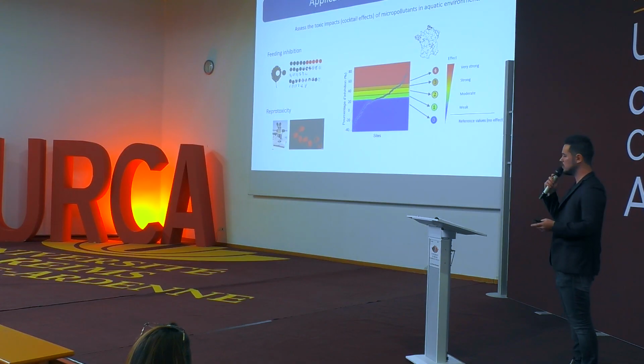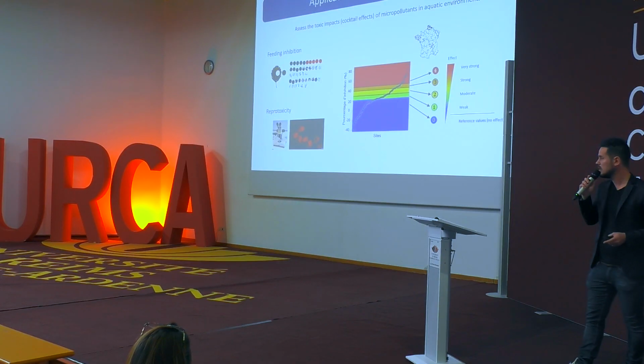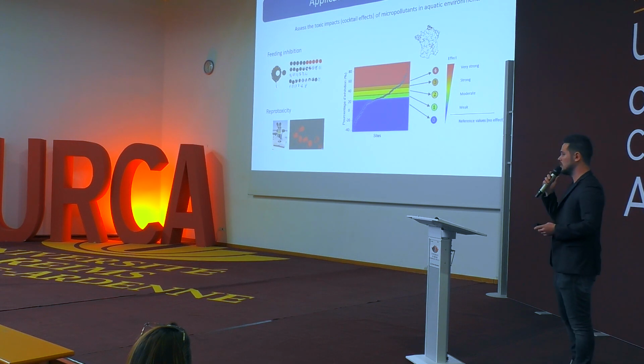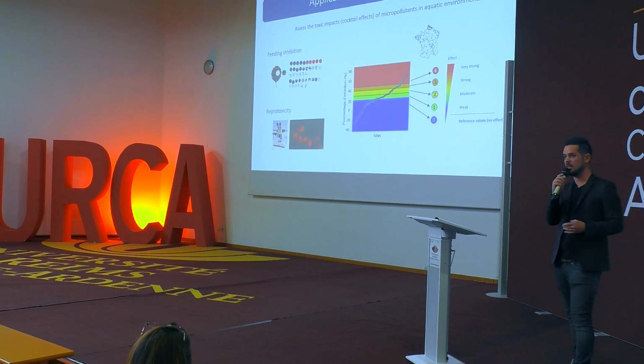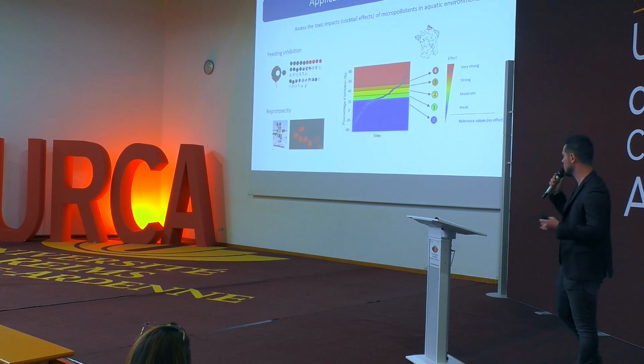Third application, we have the same approach as for contamination: we define a toxicity scale to be able to assess the level of toxicity. I present two markers. The first marker is the feeding inhibition. And for this, we use a food substrate, which is consumed by organisms during exposure. And after exposure, we measure the rate of consumption by organism.